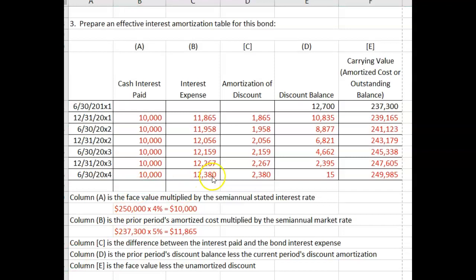If I add $15 to this balance, it calculates at $12,395, which then makes the amortization of the last bit of discount down to 0 and brings the carrying value up to $250,000.